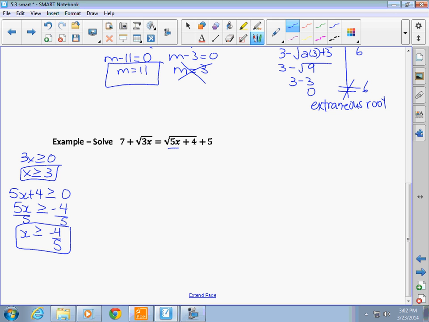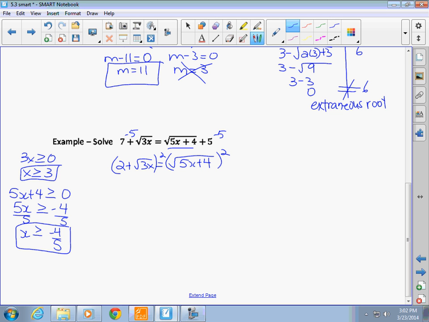So if I want to get this by itself, I need to move my 5. So 7 minus 5 is 2. 2 plus square root 3x is equal to square root 5x plus 4. Okay, so now I need to do my next step, which is I have the radical by itself, so I have to get rid of that. It's an index of 2, so I square both sides.